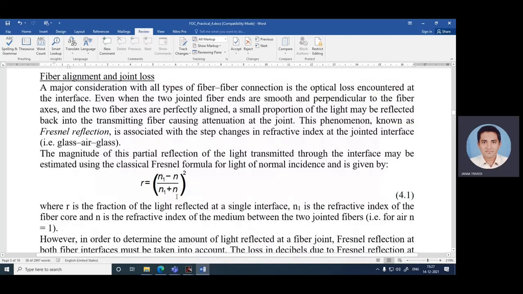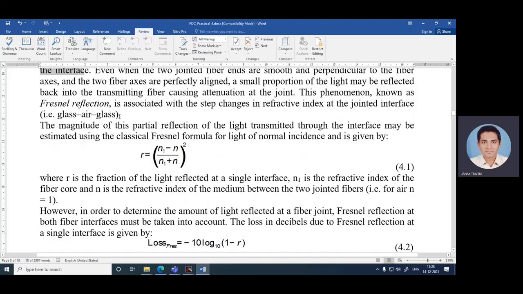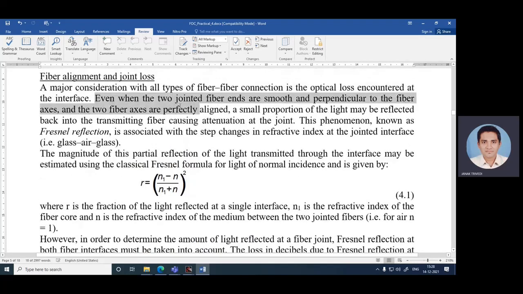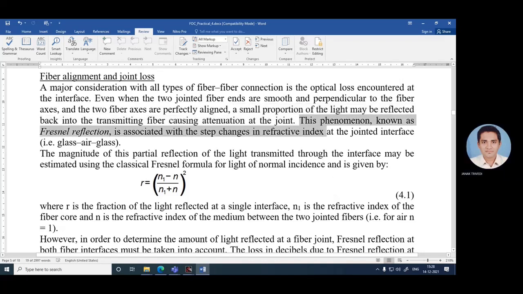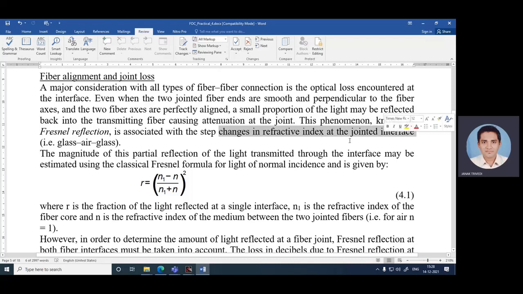Fiber alignment and joint loss. A major consideration with all types of fiber connection is the optical loss encountered at the interface. Even when two jointed fiber ends are smooth and perpendicular to the fiber axis and the two fiber axes are perfectly aligned, a small portion of the light may be reflected back into the transmitting fiber, causing an attenuation at the joint. This phenomenon is known as Fresnel reflection and is associated with the step change in the refractive index at the joint interface, like glass to air.